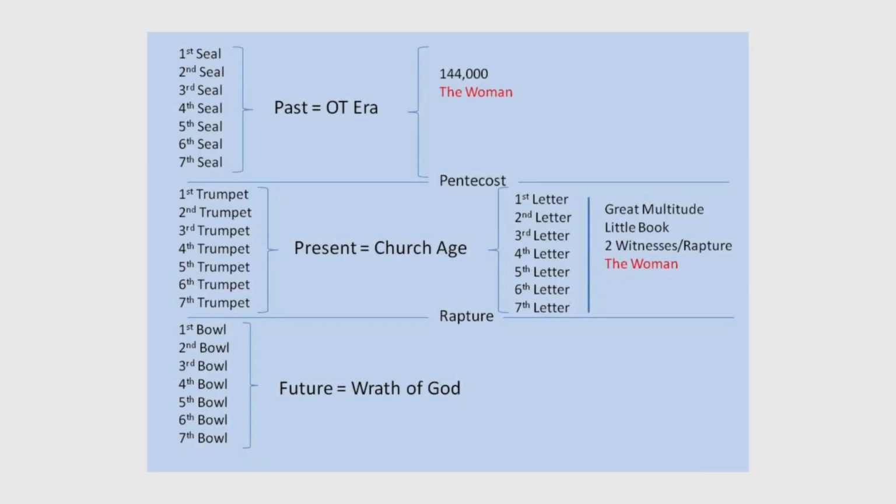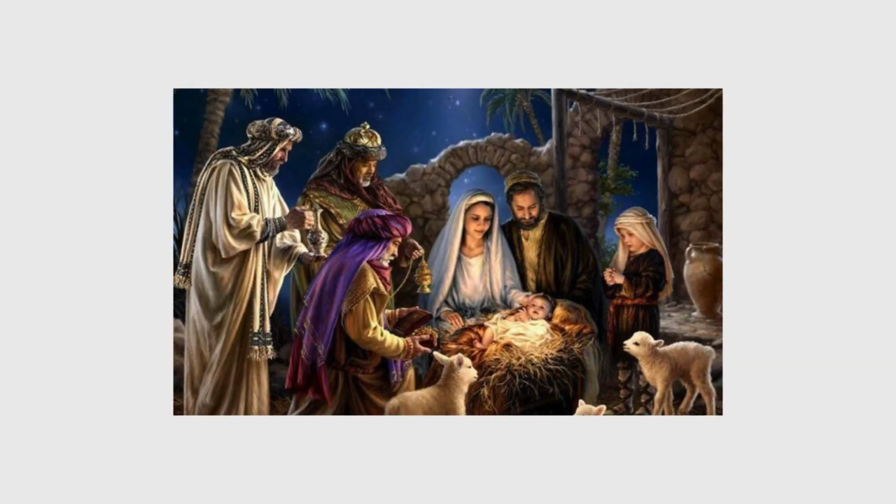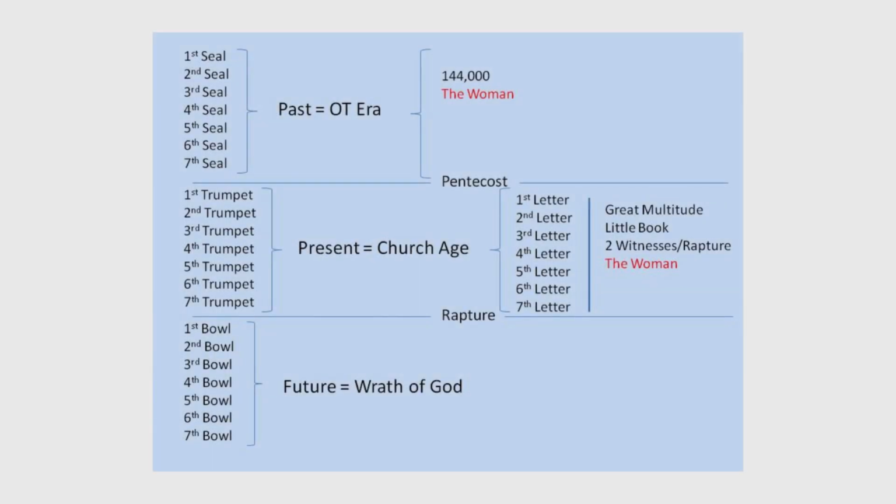In chapter 12, we have the woman. I placed her in the past and present because she birthed the Messiah, the man-child, which is the first advent of Christ. However, at the end of the chapter, there is a war on earth with her seed and those that have the testimony of Jesus Christ, which is the church.